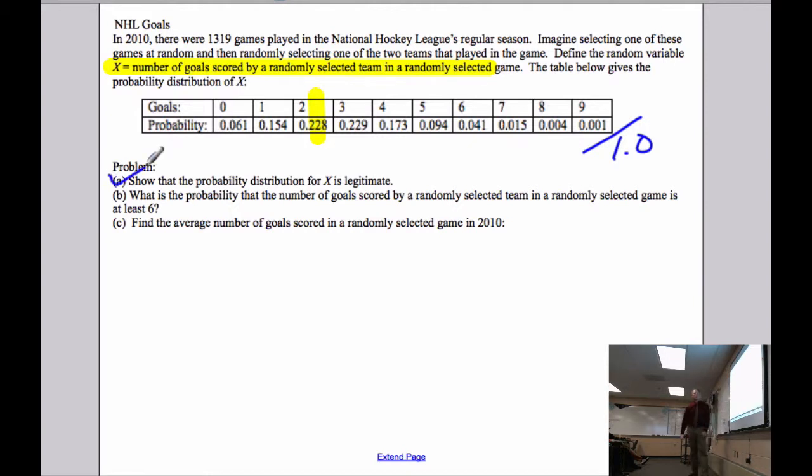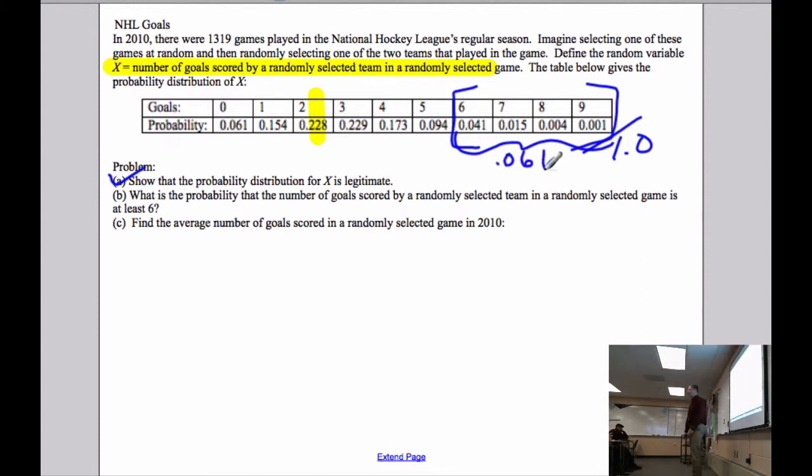B, what is the probability that the number of goals scored by a randomly selected team in a randomly selected game is at least 6? How do you find that? Ben? Add up the probabilities for 6, 7, 8, 9. At least 6. 6 through 9, right? You'd add these up, and what do we get? 0.056, 0.005, 0.000... 0.061.